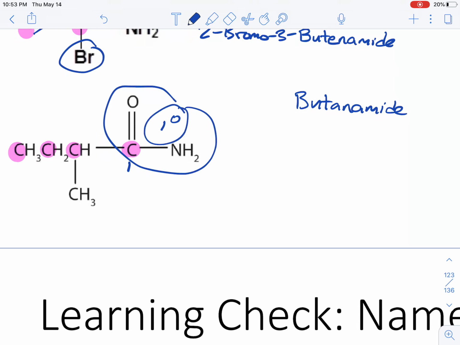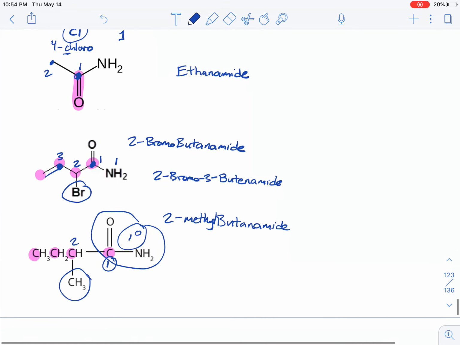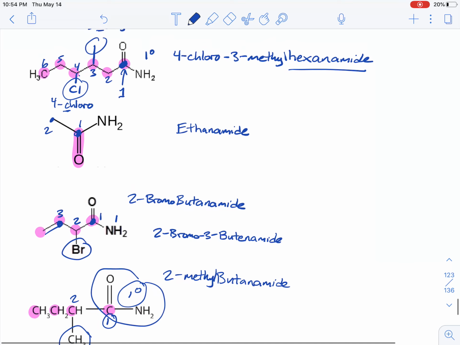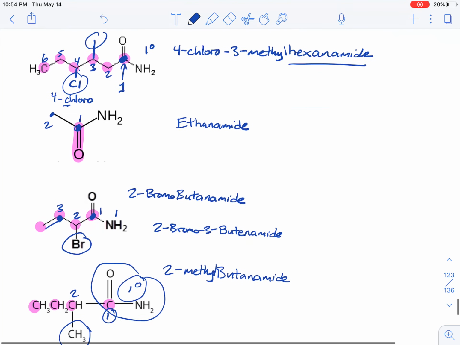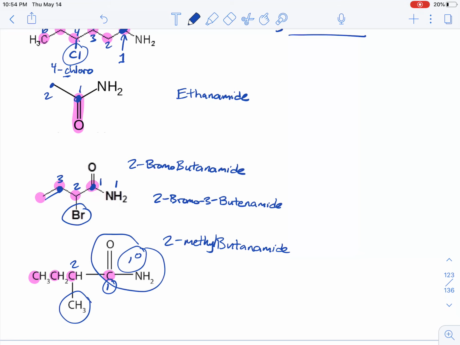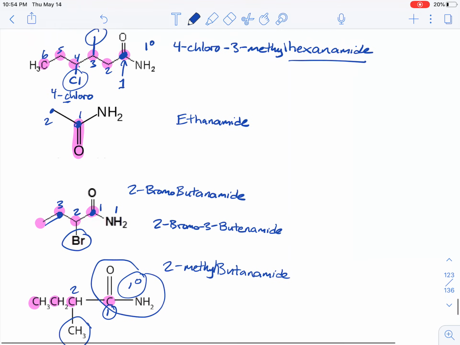Since I have a primary amide, I don't need to put in carbon number 1 in front of butanamide. But I do have a methyl on carbon number 2, and so I'm going to finish this off by writing 2-methylbutanamide. Okay. So hopefully by going through those examples, you guys have an idea of how to name primary amides. And hopefully you feel comfortable naming these primary amides.